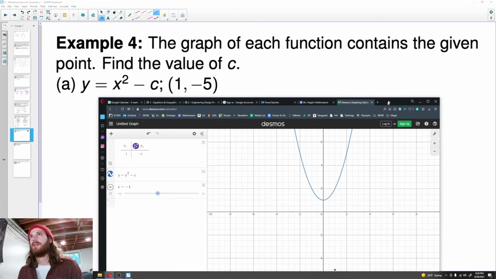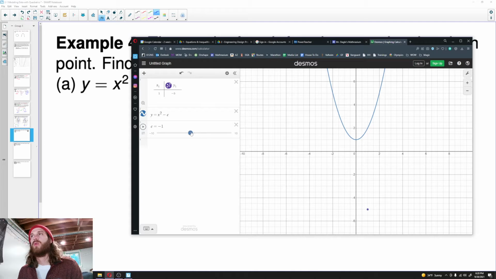contain this point. So in Desmos, we can slide this up and down, sliding it down until it crosses that point (1, -5), and then we can look up and find that it looks like it crosses right there. The value of c is 6. So the equation that contains this point is y equals x squared minus 6.